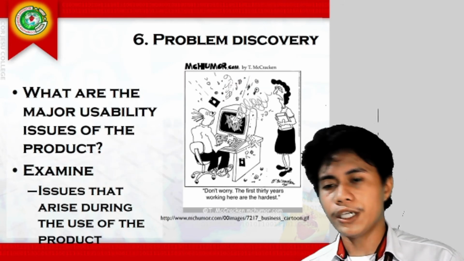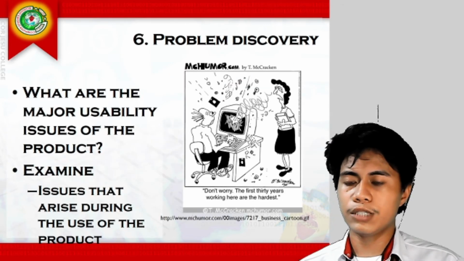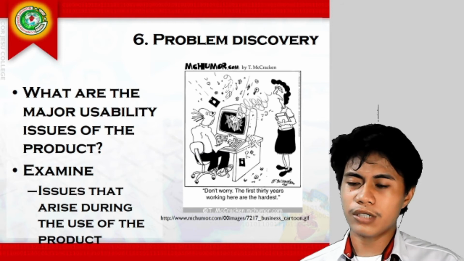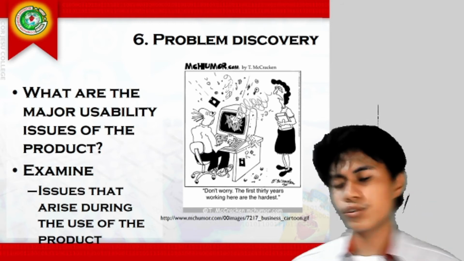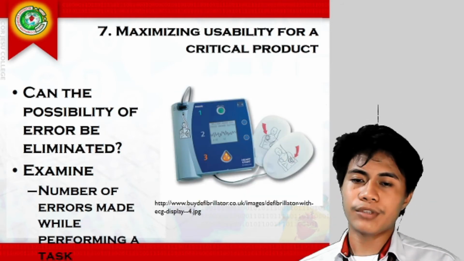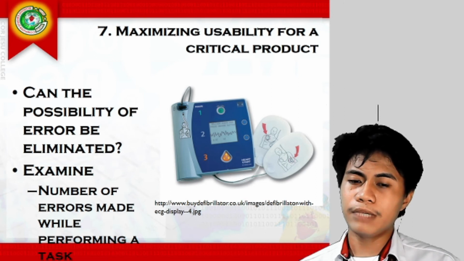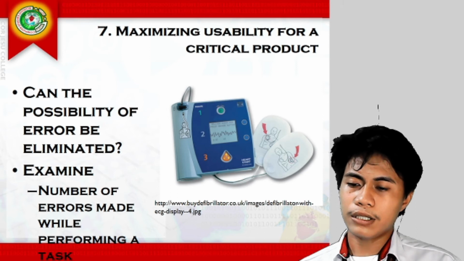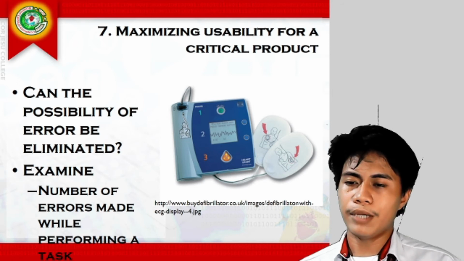Problem discovery. What are the major usability issues of the product? These are the issues that arise during the use of the product. Maximizing usability for a critical product. Can the possibility of error be eliminated? Number of errors made while performing a task. So that's how we are going to know that problem.